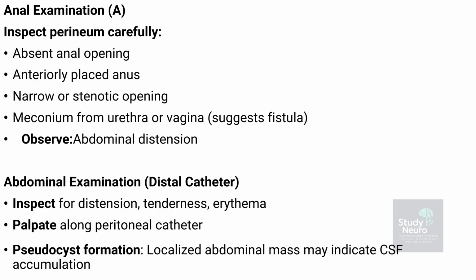The presence of a localized abdominal mass should raise suspicion of CSF pseudocyst formation, representing abnormal accumulation of cerebrospinal fluid and possible impaired absorption. A thorough anal and abdominal examination is essential for identifying associated congenital anomalies and detecting distal shunt complications, ensuring a comprehensive and safe evaluation of the child with hydrocephalus.